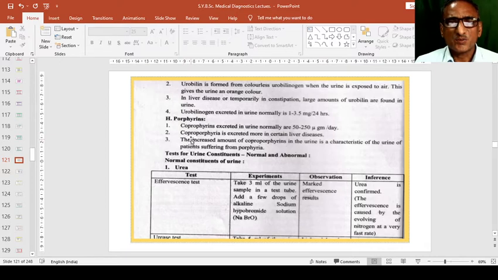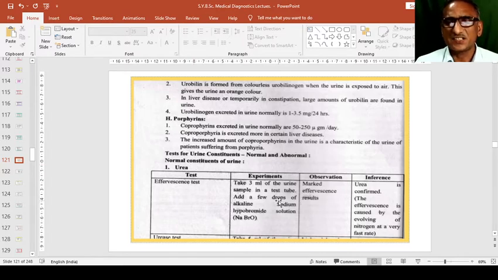Then coproporphyrin is excreted more in certain liver diseases, or when the patient is suffering from porphyria, increased coproporphyrin appears. So this is the chart given for normal constituents.